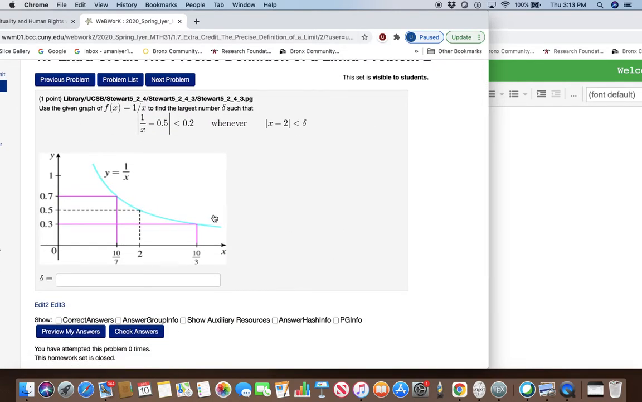You're given a particular graph. f(x) is 1 over x. That's your function. Find the largest number delta such that the absolute value of my function minus 0.5, so that's your limit, is less than 0.2. So you see 0.2 is the distance between f(x) and your limit. So I'll add 0.2, that's what is giving you 0.7. Subtract 0.2 and that's what is giving you 0.3. So this is 0.2 distance from 0.5, right?